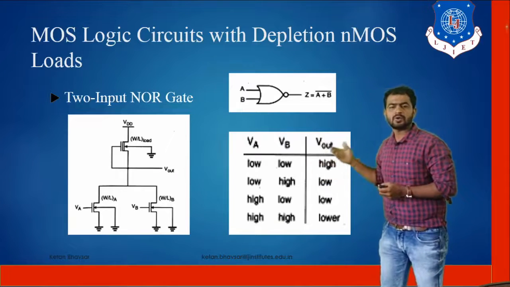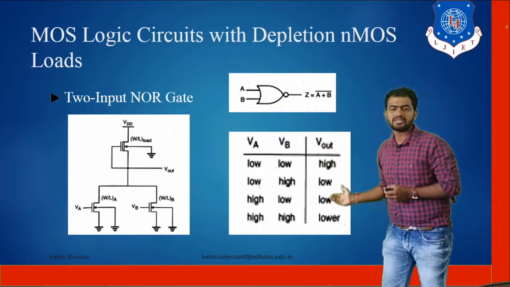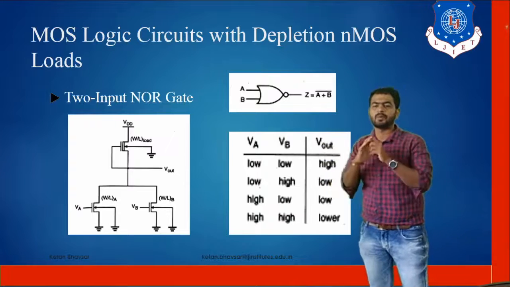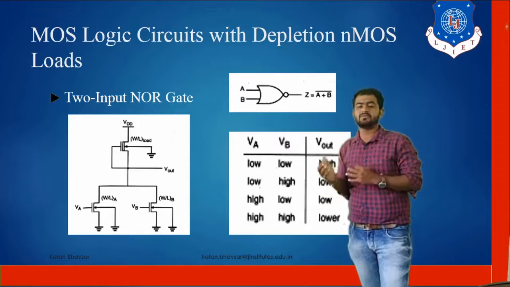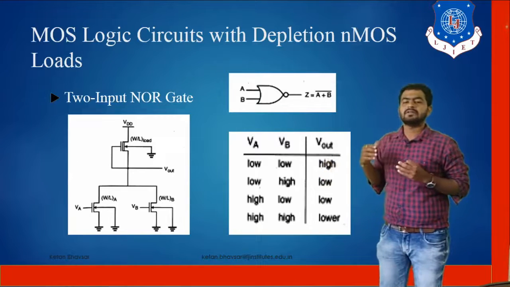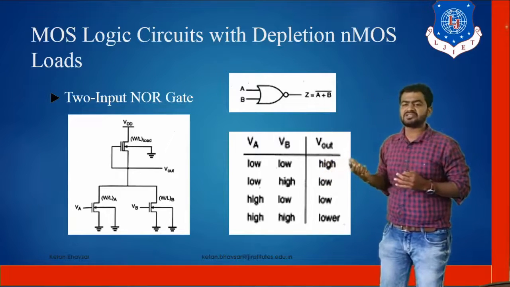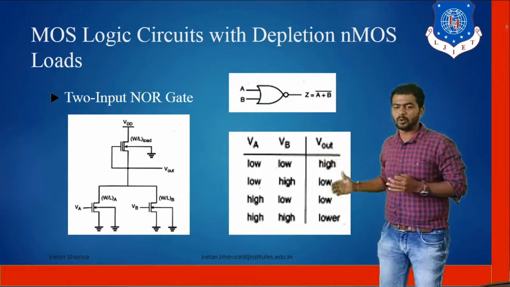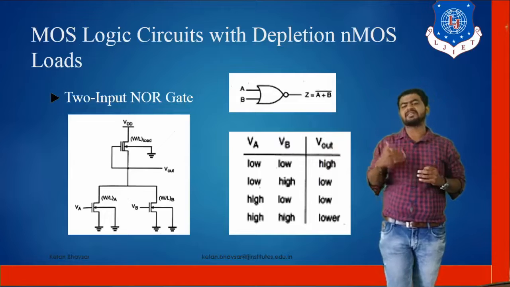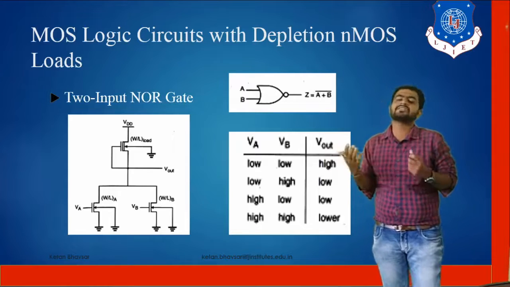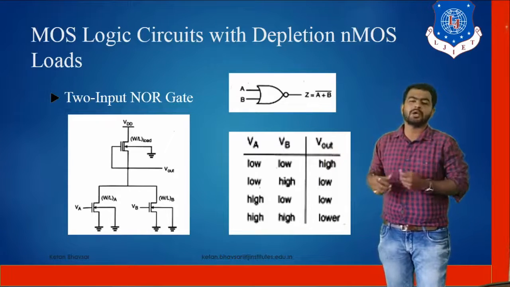If both inputs are low, then the output goes to high, and for all the remaining possibilities, the output is always low. So you cannot see the variations on the input side. Once you change any variation on the input side, the output remains low. When both inputs go to low or zero, then the Vout goes to high. So we can say that it's totally opposite to the OR gate.